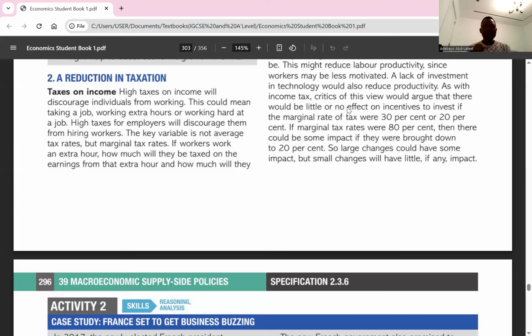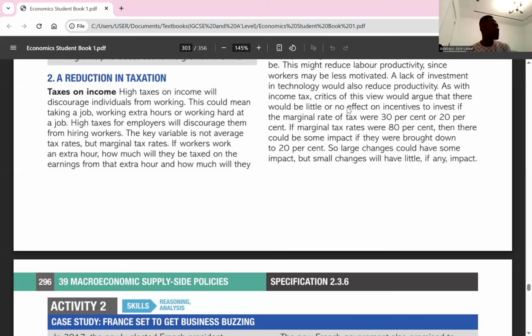So citizens will be encouraged to work harder if average tax increases, but not marginal tax rate. Because working harder, doing extra work, means that you are expecting a marginal income. Your income is expected to rise based on the fact that you are doing extra. So if marginal tax rate increases, that discourages people to work. It's not the average tax, because the average tax is inevitable.